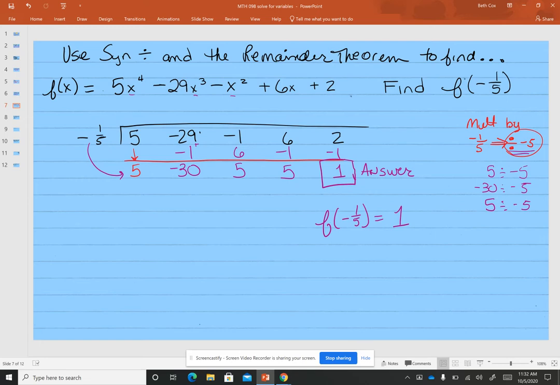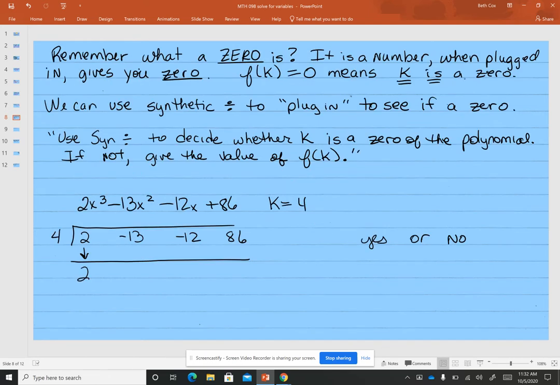Our main purpose is to get 0 right there. And our main purpose is to find numbers that when we plug them in, we get 0. And that's what we're talking about. Remember what a 0 is. This goes back to the very beginning. One of those definitions: a 0 is a number that when you plug it in, you get 0. So if I plug in a number and I get 0, that means that number is called a 0.